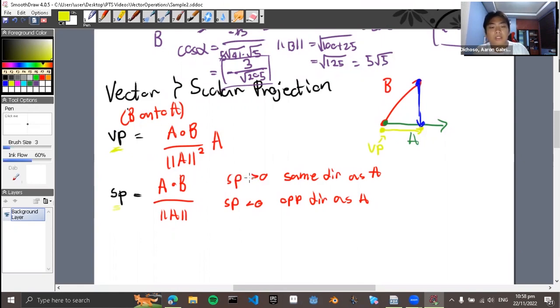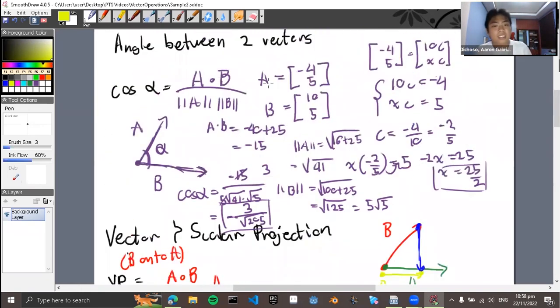So if the scalar projection is greater than 0, it is on the same direction as A. If it's less than 0, it would be on the opposite direction as A. So it would look like this. This is A, to see B. So B would project down to A, and your vector projection would point here. Cool. Let's try it out in this example ulit, yung AB natin.